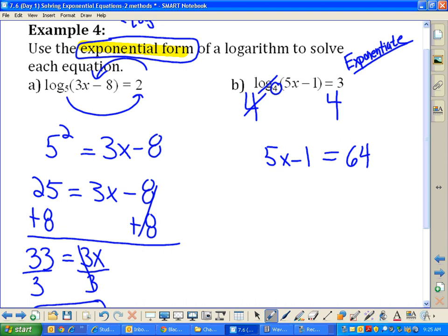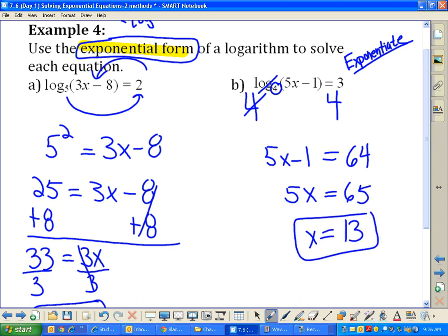Questions about that? I just lifted the whole problem up and made it a big old exponent. Then I add 1 to both sides. Divide both sides by 5. X equals 13. Questions about that?